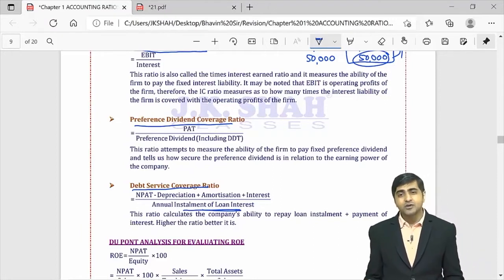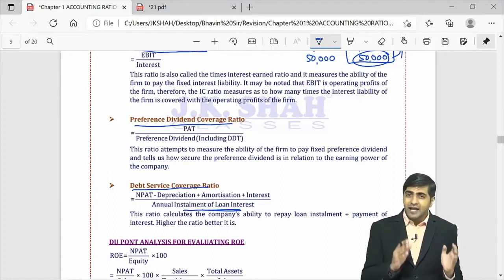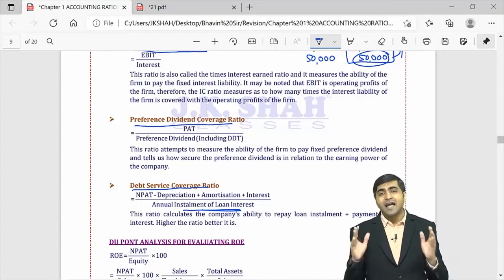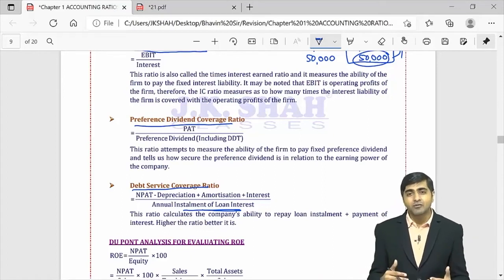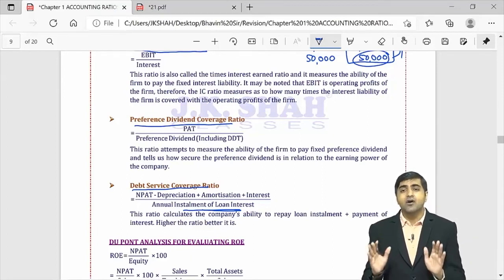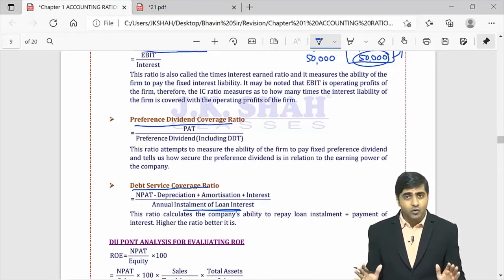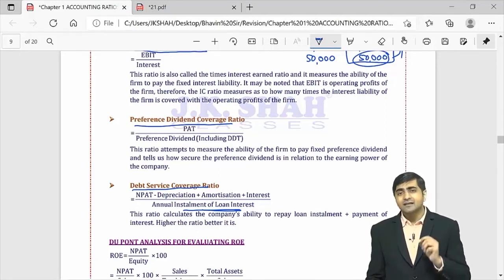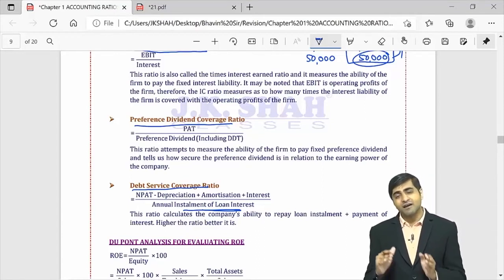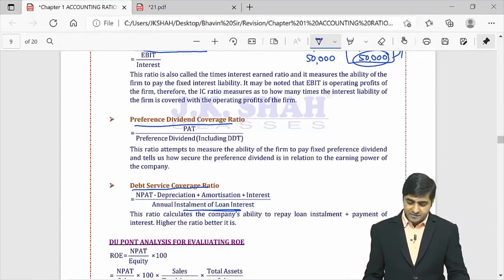So that is why, my dear students, while calculating your debt service coverage ratio, we will take NPAT plus depreciation plus amortization plus whatever is the interest and divide that by the installment amount. If this ratio is higher, it indicates that the risk of repayment will be relatively lower. Okay. So guys, these all are the ratios, on the basis of which now we'll be revising the practical questions.